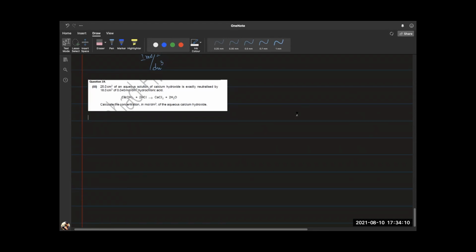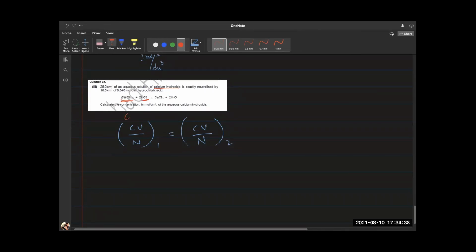All you need when you have 2 solutions is to use the formula CV over n of the first solution equals CV over n of the second solution. Okay, so the trick here is to identify what solutions you're talking about. Acha. So agar hum question ko padhe, we have calcium hydroxide, which is over here, and you have HCl, which is over here. Okay, so we are looking for one and the other.